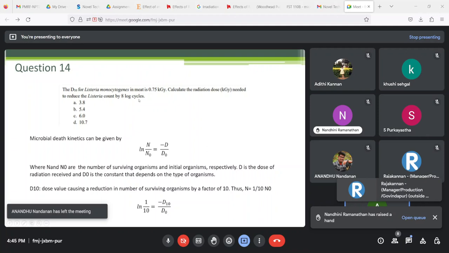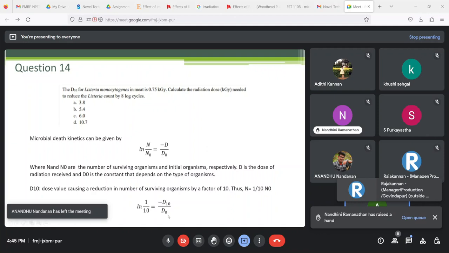So if you mean it was reduced by 8 log cycles, then ln of n by n naught is equal to 8. That is what it means when you mean log cycles. If you mean 6 log cycles, then ln n by n naught is equal to 6. So it is the number of log cycles of reduction of the microorganisms after the radiation process.